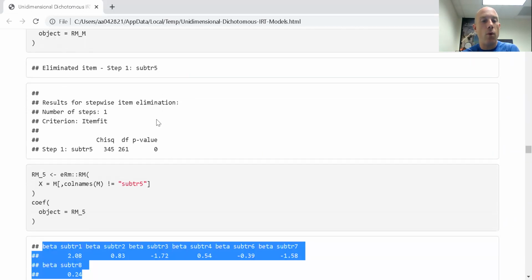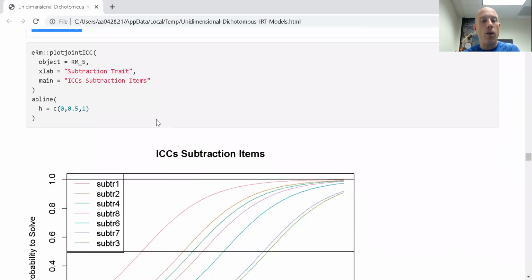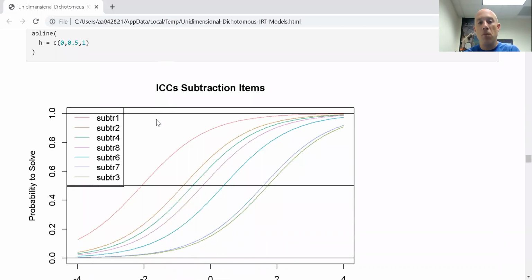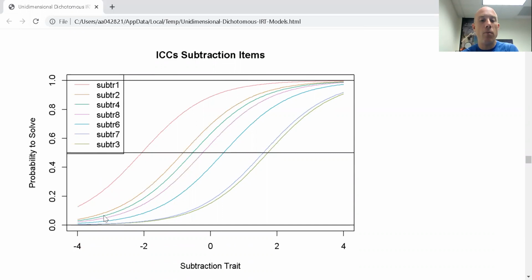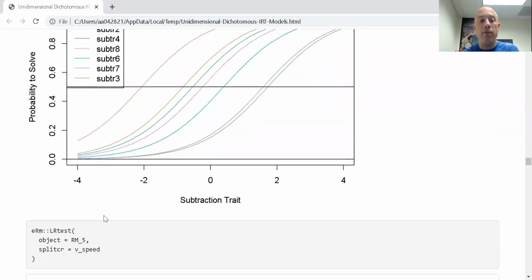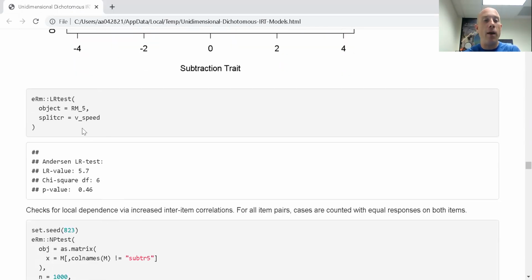I have to find where I was. All right, here we are. Now let's go ahead and plot the graphs. Things are similar to how they were before, except we're missing number 5. Let's do a likelihood ratio test. Now my p-value is not statistically significant, so this indicates I have a better fitting model. And now I'm satisfied with this model.